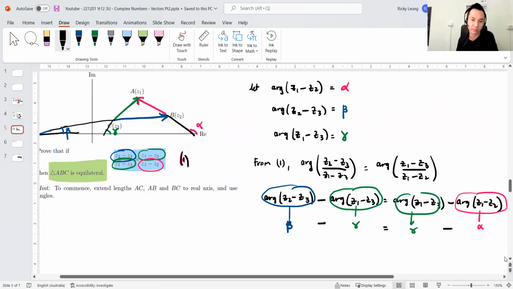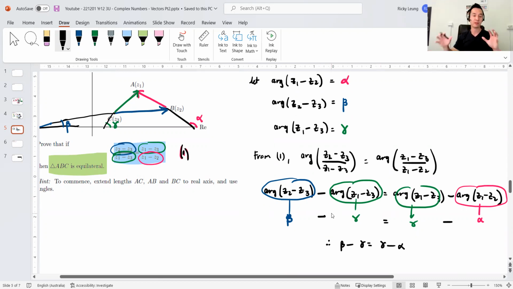I don't know where this is going right now, but I might go to gamma with alpha and beta. Is that what I should do? I'm just going to leave that for now. So therefore, beta minus gamma equals gamma minus alpha. I'm going to park it for now and see what else I can do. Now I'm going to try to find something using this geometry. Why did they tell me to extend these lines?